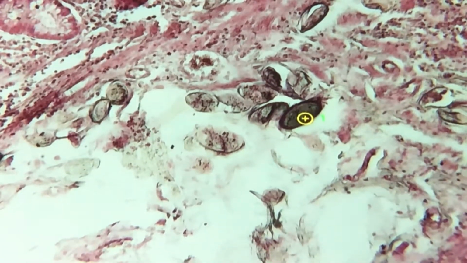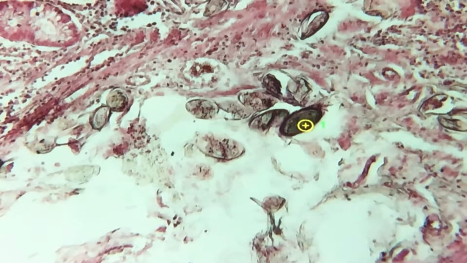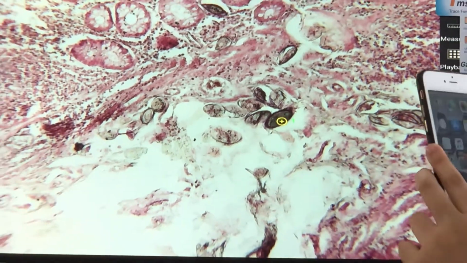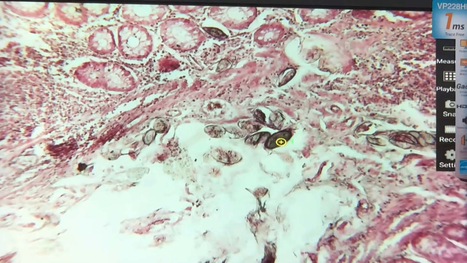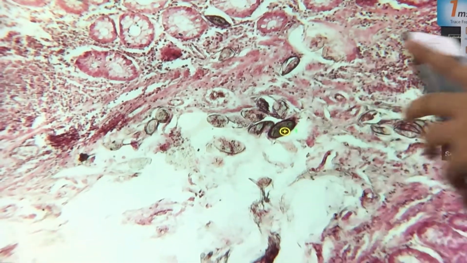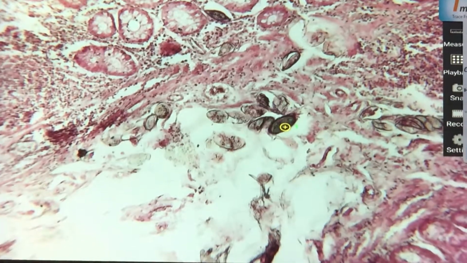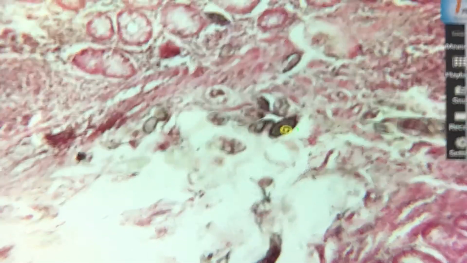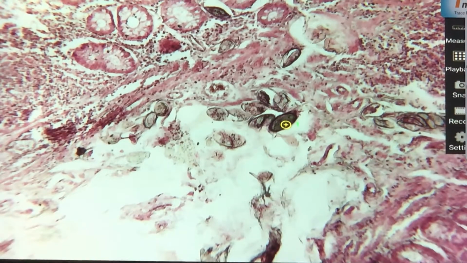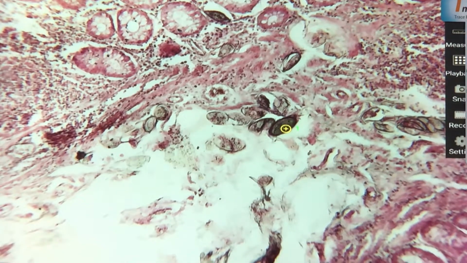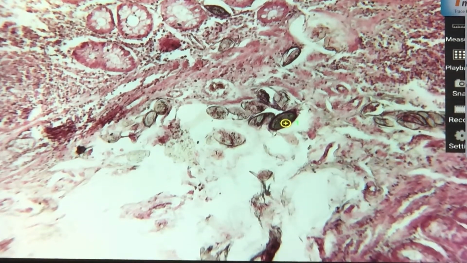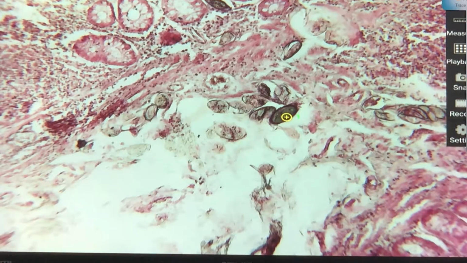What is that? That one is a very distinctive feature. It is an ova of a Schistosoma species. Schistosoma, either Japonicum or Mansoni. How about hematobium? Would anyone like to answer hematobium? Why not? Hematobium is still a species of Schistosoma.